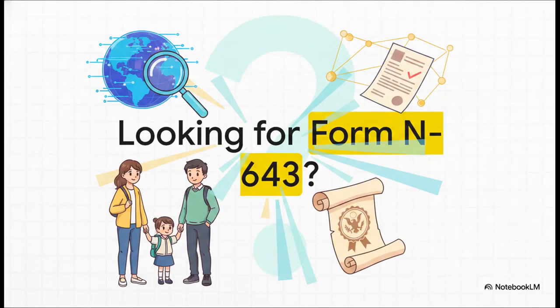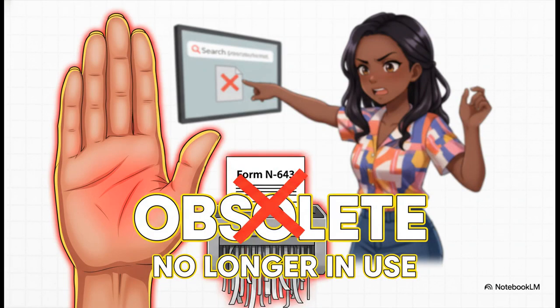Okay, so let's get right into it. You've probably been doing your homework, searching online, and you keep seeing something called Form N-643. It's officially the application for Certificate of Citizenship on behalf of an adopted child. And you're thinking, that's it. That's the one I need, right? Well, hold on. Before you waste another second looking for that form, you need to hear this. That form, the N-643, is completely obsolete. It's gone. It's not in use anymore.